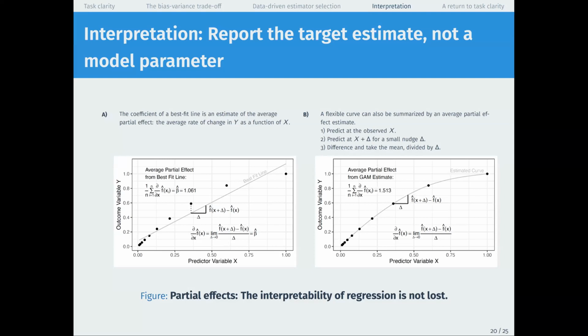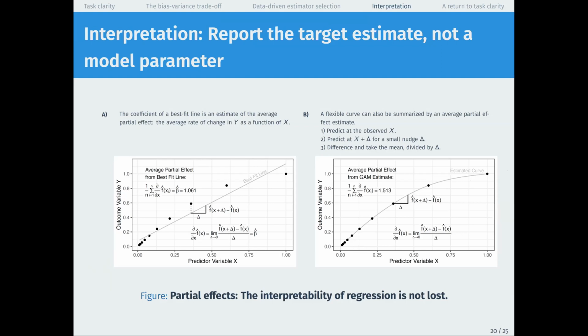So now let's go from the statistics estimator at the left toward the machine learning estimator at the right. So now we no longer have a line. We have a smooth curve. It's no longer the case that the average partial effect will be the same at every value of x. You're going to have a steeper slope down here in the bottom left and a much flatter slope up here in the top right. And so you might say, ooh, that's a lot of parameters. It's hard to summarize that.